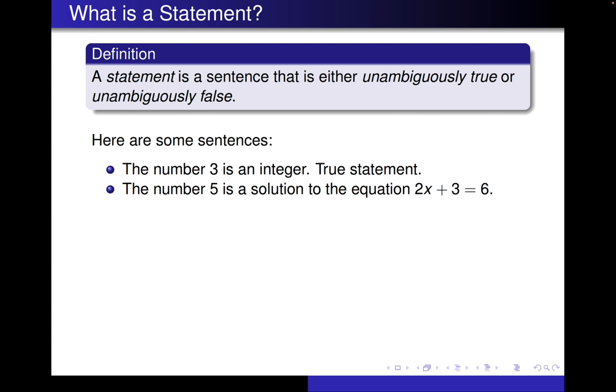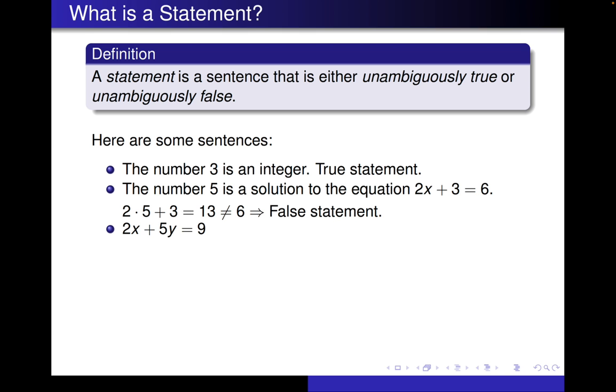We can say the number 5 is a solution to the equation 2x plus 3 equals 6. And we can check by plugging in x equals 5 to see if it works. So we get 2 times 5 plus 3, that equals 13. 13 is not equal to 6, but I should note that doesn't make it not a statement. It just doesn't make it a true statement. So it is a statement, but it is a false statement.